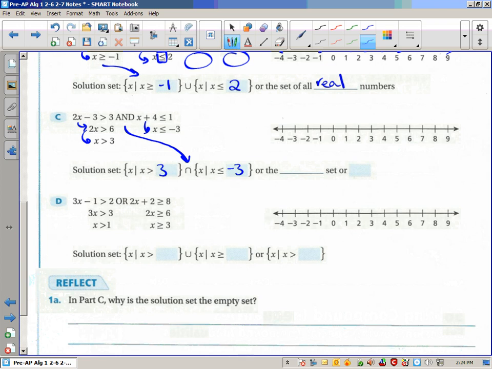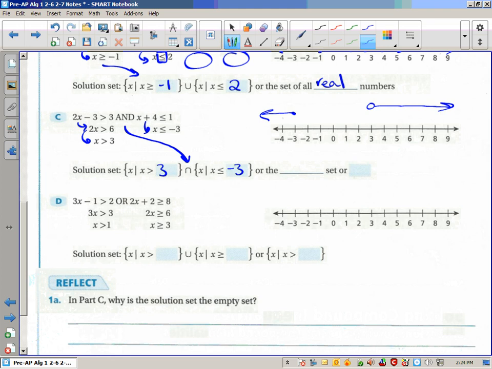So let's see the first one, greater than 3. Here's 3, open circle because it doesn't have the equal to, over to the right. And negative 3, filled in because it has the equal to, less than to the left. This is intersection, this is and.